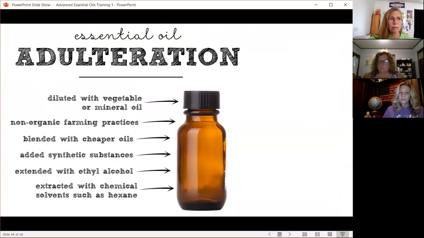Here's a little bit more about the adulteration. I want to kind of give you a visual. If you look at this, you can dilute it with vegetable or mineral oil. You can use non-organic farming practices. You can blend it with cheaper oils. We've talked about adding synthetic substances. You could extend it with ethyl alcohol, or you can extract it with chemical solvents such as hexane, super common.